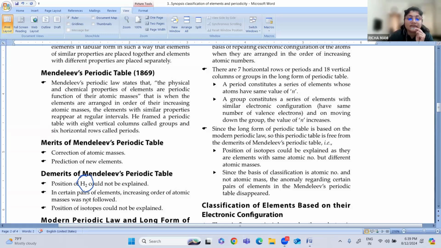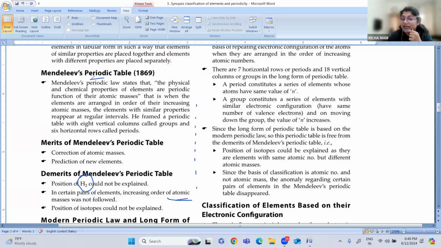Then in certain pairs of elements, the increasing order of atomic masses was not followed. So after certain elements were placed, the increasing order of atomic masses, as the elements were arranged, was no longer followed. After some point, the elements were not arranged according to their atomic masses.